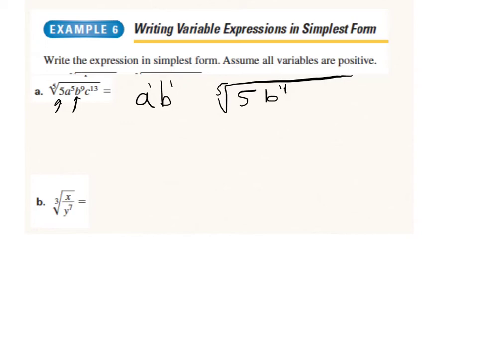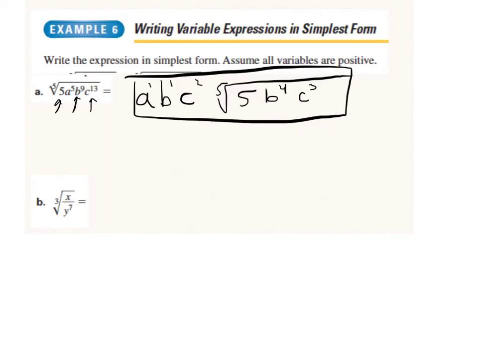Then we take c to the 13th. Well, 13 divided by 5 is 2, so c squared comes out in front. And then the leftovers would be c to the 3rd, because the remainder from that would be 3. So you have a b c squared, 5th root of 5, b to the 4th, c to the 3rd.